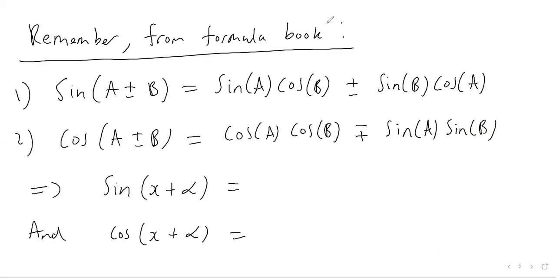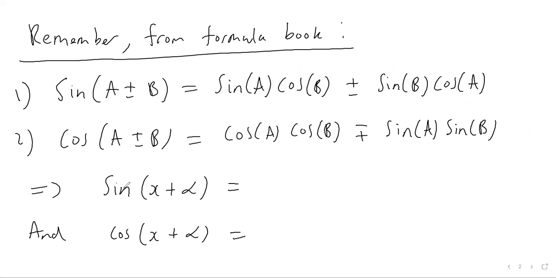So let's have a reminder of what we have in our formula book. We've got these two formulas here, the sum and subtraction angle formulae for sine and cos. Sine of (a plus or minus b) is equal to sine a times cos b plus or minus sine b times cos a. And cos of (a plus or minus b) is equal to cos a times cos b minus or plus sine a times sine b. So that's our formulae.